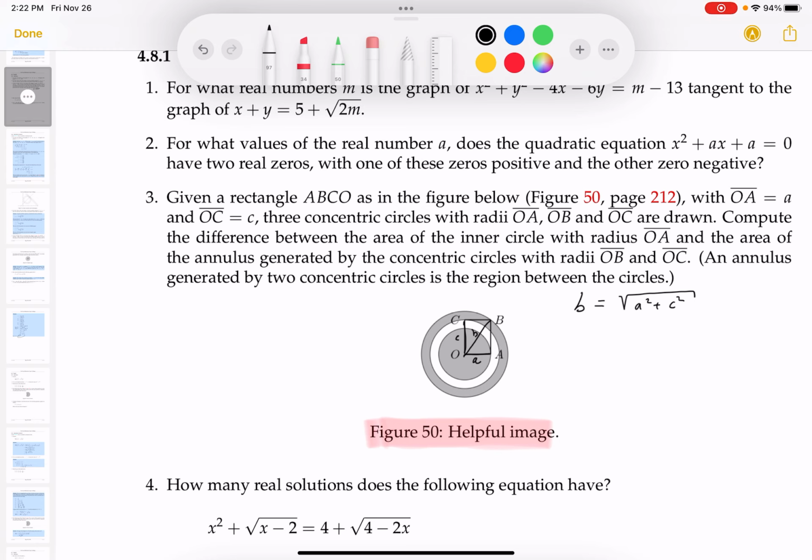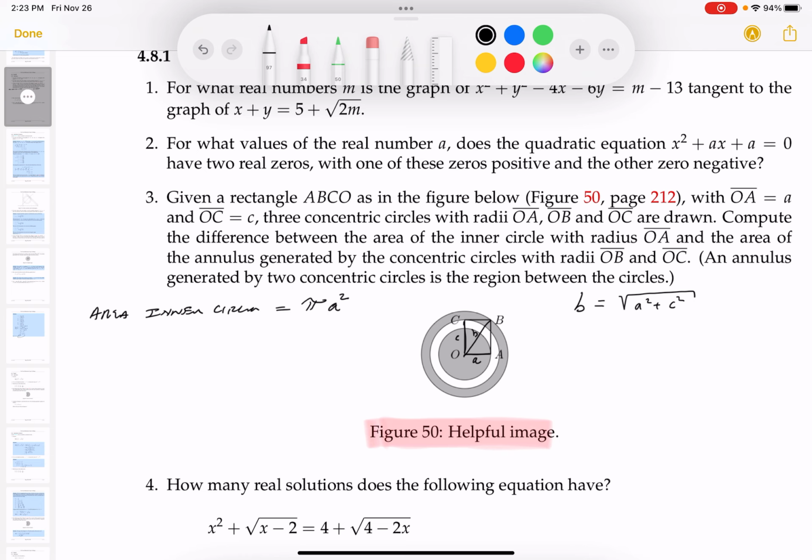OC, well, that's C. So compute the difference between the area of the inner circle. So the area of the inner circle is going to be pi r squared. Well, the inner circle is that small circle, and the inner circle is going to have a radius of A, so it's going to be pi A squared. All right? So compute the difference between the area of the inner circle with radius OA and the area of the annulus generated by the concentric circles with radius OB and OC.